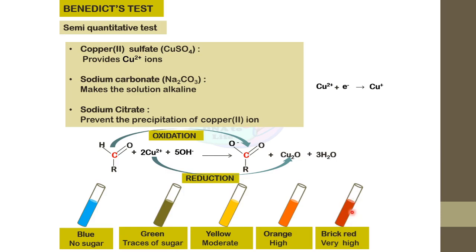So here we are saying what amount it is, whether it's a large amount, high amount, moderate amount, or very small amount. That's why it is called semi-quantitative. Still, it's not quantitative because we are not determining the exact concentration. So this was all about the Benedict test.